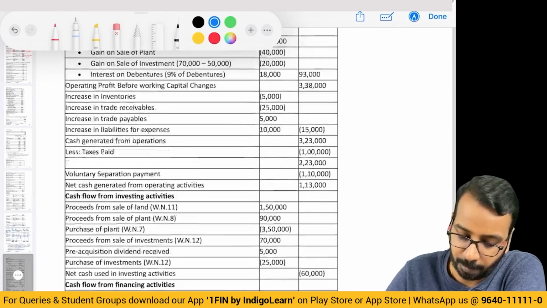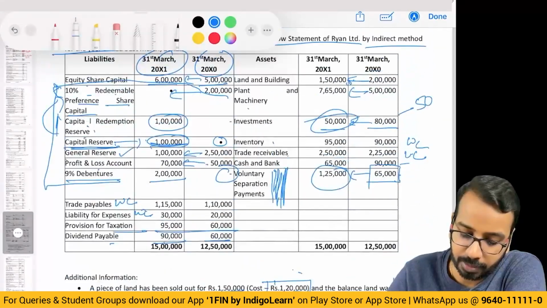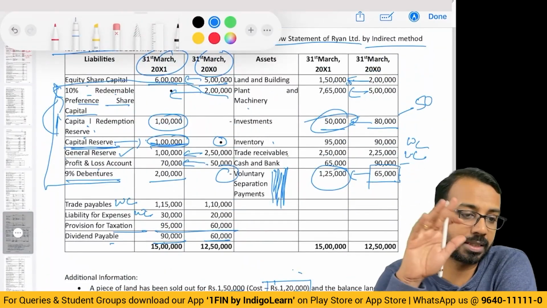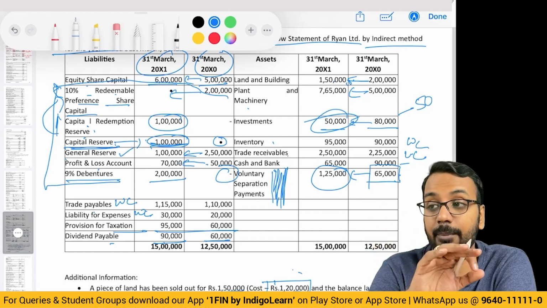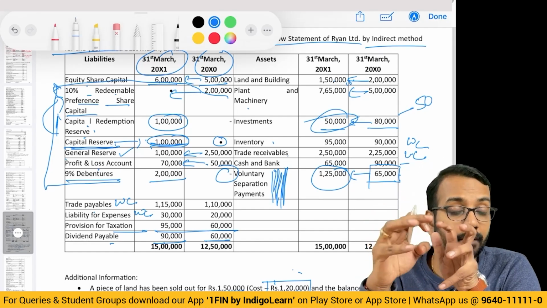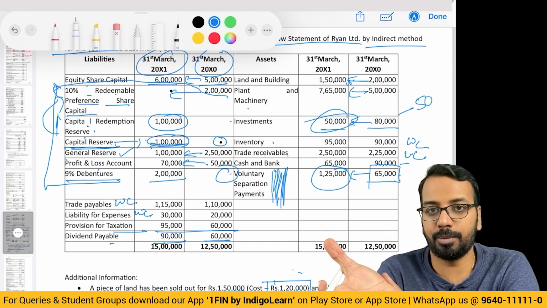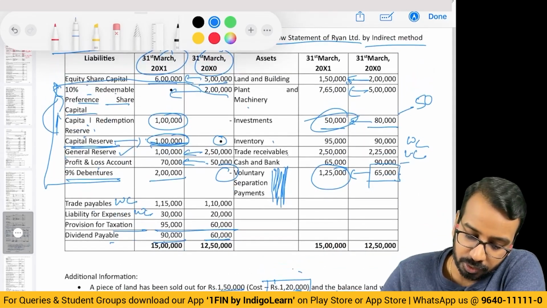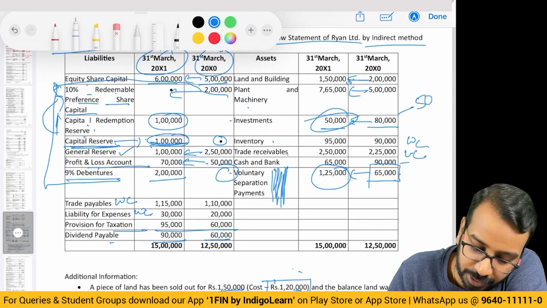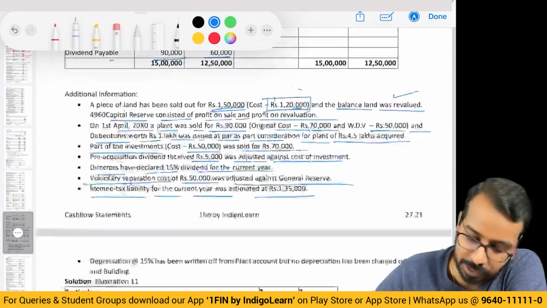Now first thing, P&L, and I don't expect such a long question to come in the exam, but what they can do is they can pick up a few pieces of information from this question and give it as a cash flow problem. Okay, so you have profit and loss account, opening balance, closing balance. So directly plot them.